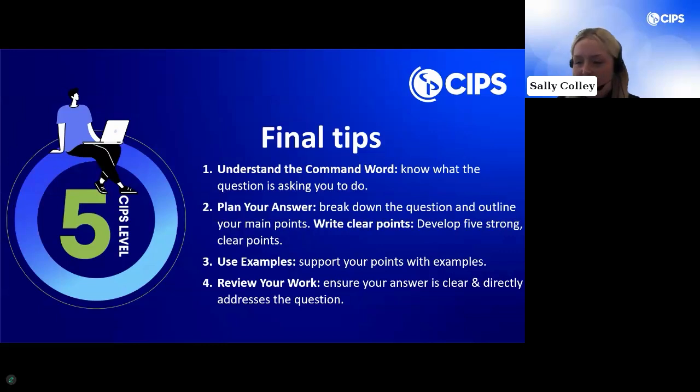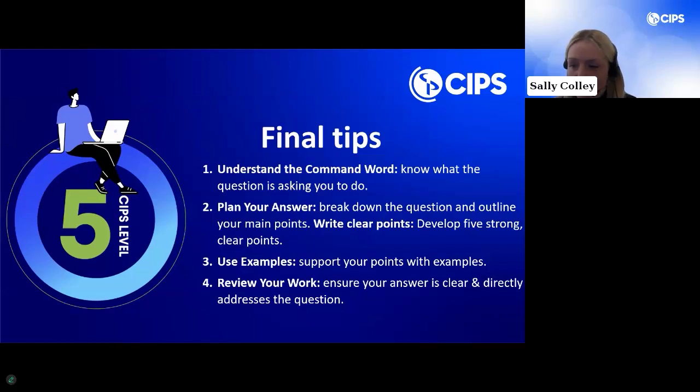So let's just take a minute to recap on how you approach a 25-mark question. So understand the command word. Make sure you know what the question is asking you to do. That could be evaluate, discuss, compare. Do check the CIPS guidance. I'm sure we'll be sharing that in the chat and later on for guidance and explanations of the command words if you need that.